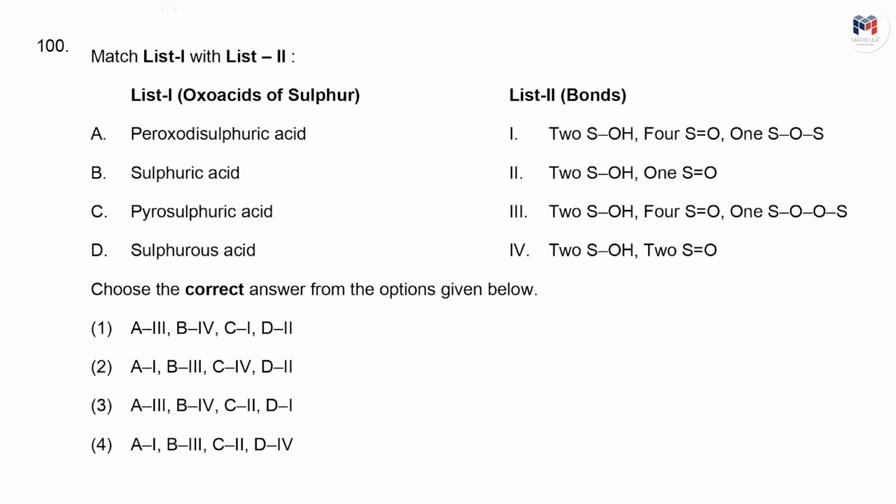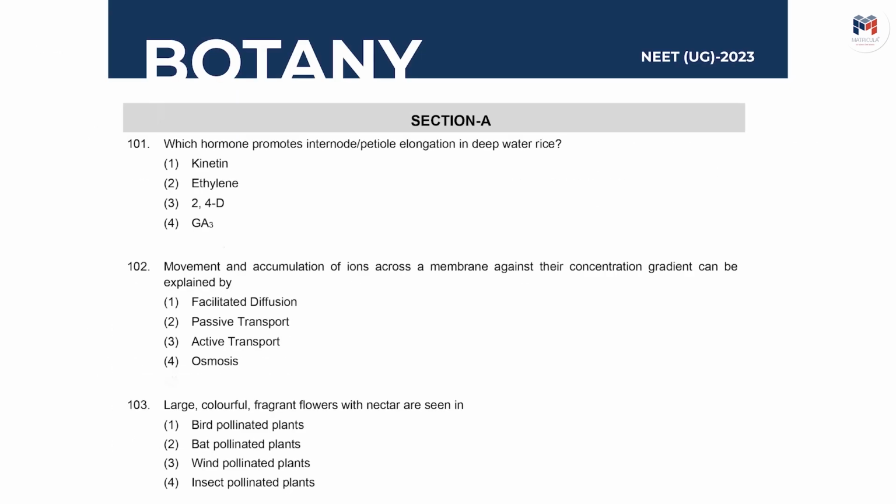Choose the correct answer from the options given below. The right answer is option number 1. A is matched to 3, B is matched with 4, C is matched with 1 and D is matched with 2. Section A, Botany. Question 101.